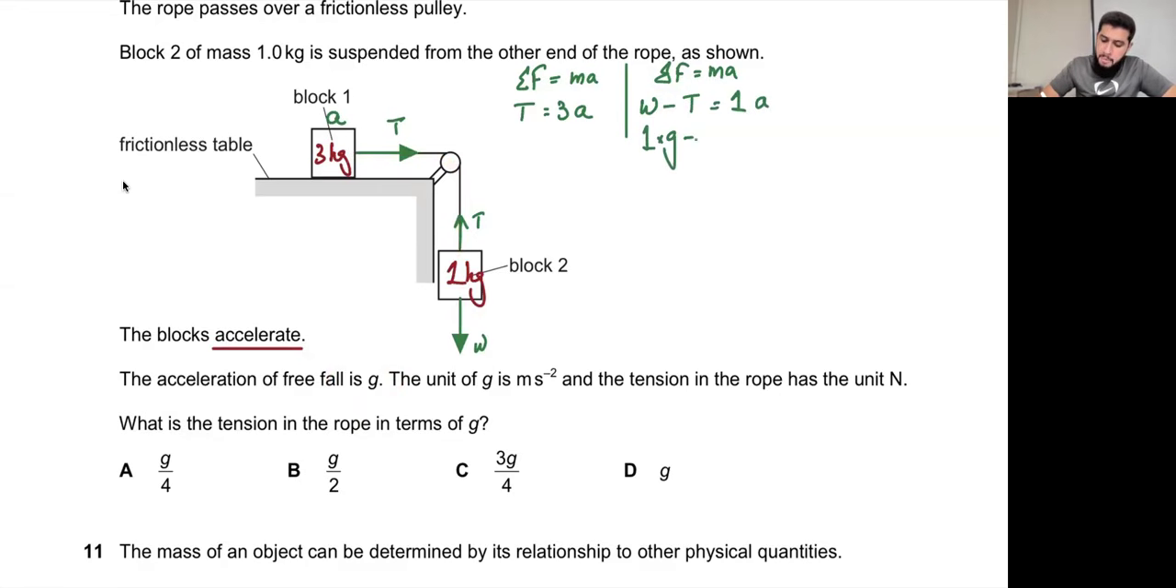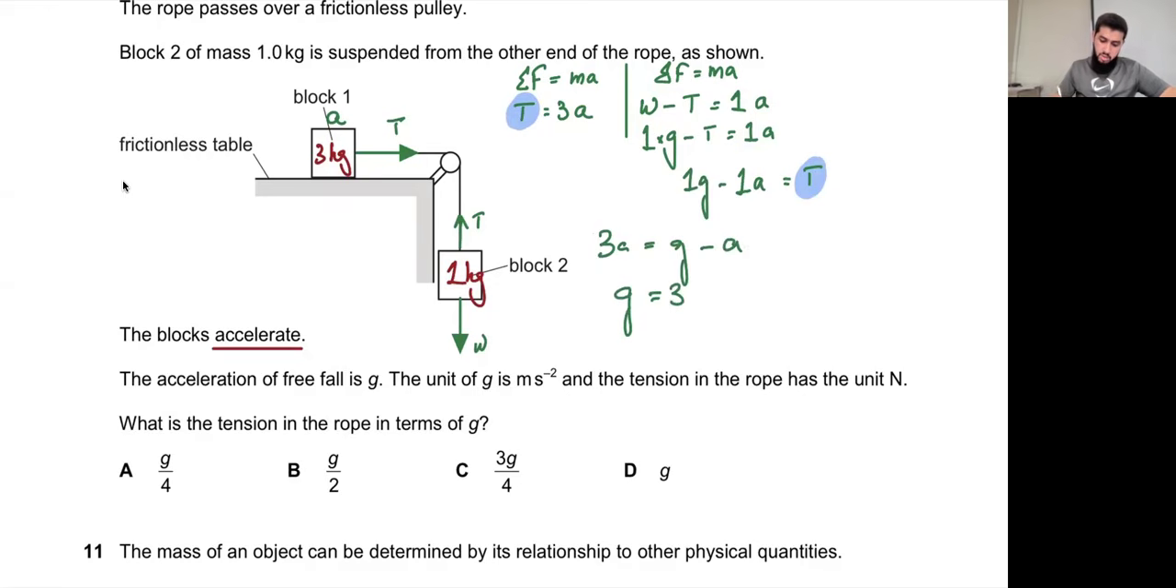So minus T is equal to 1A. Or I can say 1G minus 1A, I don't need to write down the 1s here, is equal to T. Let's equate the two T's. This T is equal to this T. So 3A is equal to G minus A. And that means G is equal to, just a second.